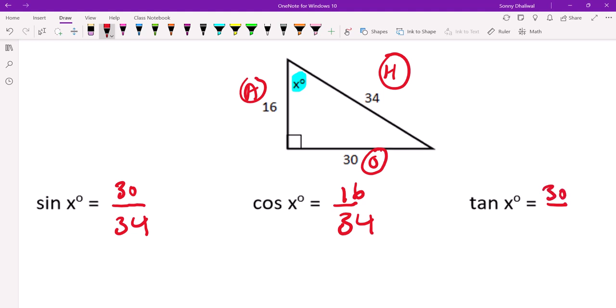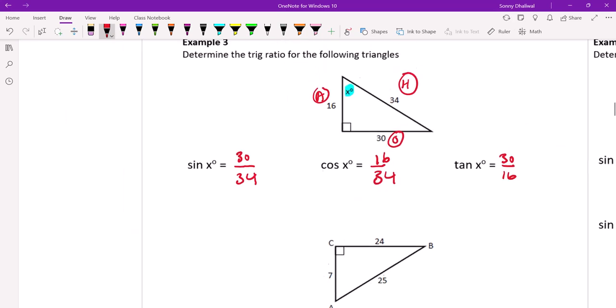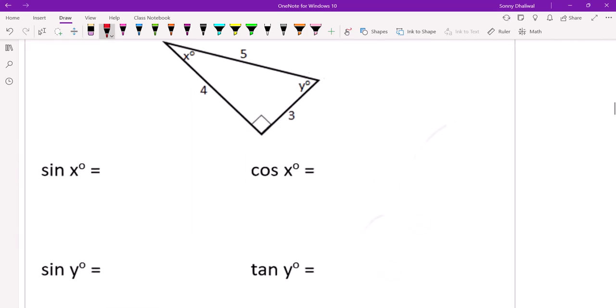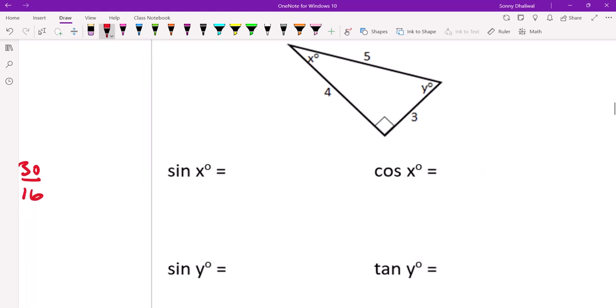30 over 16, correct. Okay, so we're not going to do the one below this, but I want to do this question here. Looking ahead, this question is asking us to set up the formulas just like we did before, but for two different angles in the triangle. It asks for angle x and angle y. Well, when we label the sides of the triangle, the naming depends on which angle we're looking at.